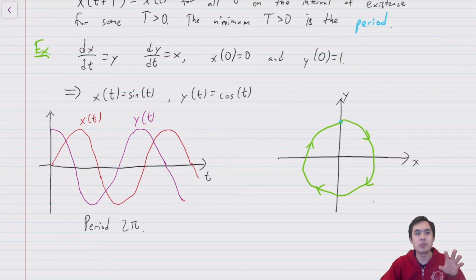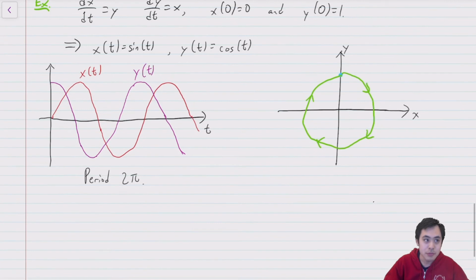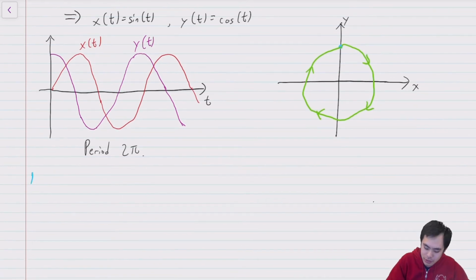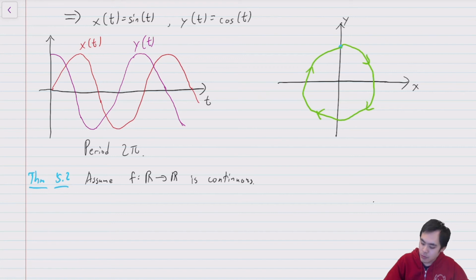And this is something we're going to prove right now. So this is theorem 5.2. And the idea is that autonomous scalar equations can't be periodic. So let's be a bit more precise. Let's assume we have some function f from R to R, which is continuous. Well, then x dot equal to f of x has no periodic solutions.